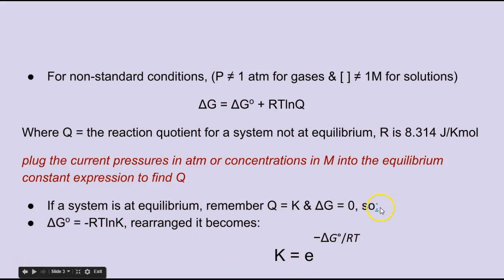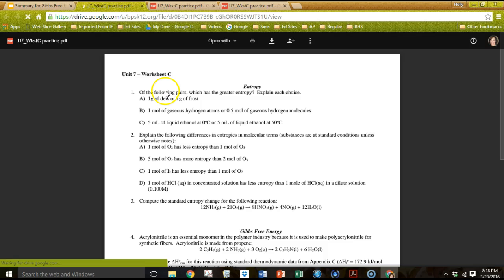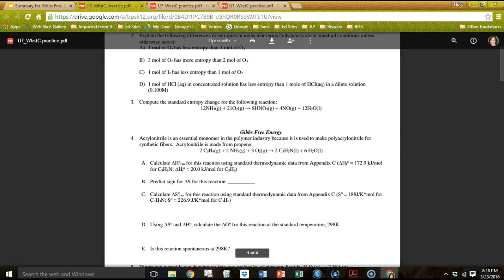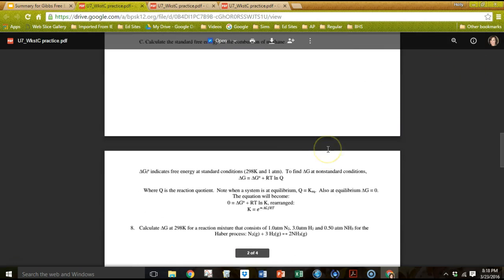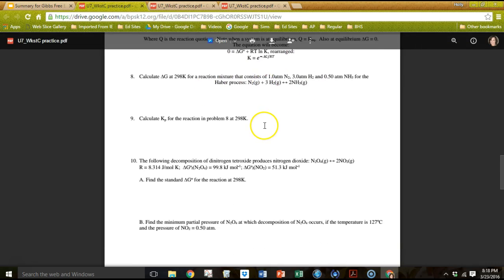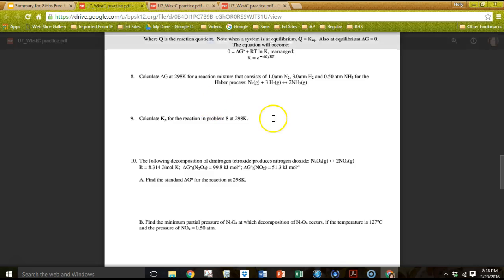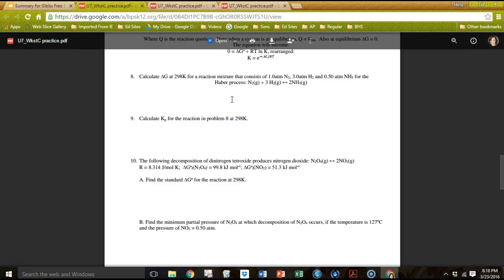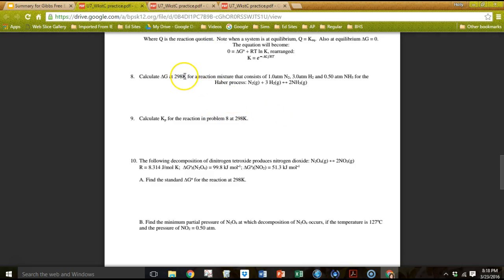All right, so we're going to switch over to our worksheet again. And now we're going to look at problem 8. So we want to get that out. And so there's all the background information we just talked about. And so for 8, it says calculate the delta G at 298 Kelvin. So we have that standard temperature.